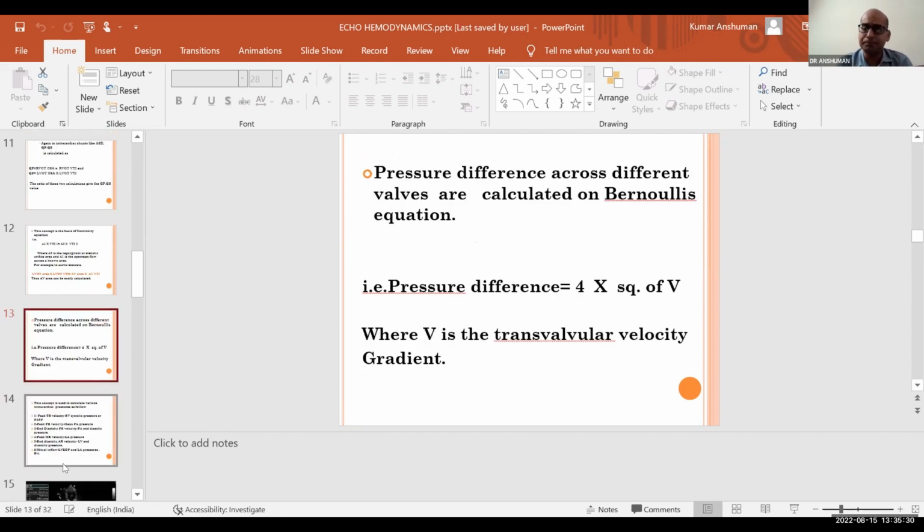Now coming to the pressure difference part. Pressure difference is basically based on Bernoulli's equation. So what is the Bernoulli equation? It is defined as the pressure difference between two parts of an orifice, and that is defined as 4 into the square of velocity. V is the transvalvular velocity. So basically the velocity at the two parts of the orifice is calculated as V, and we take 4V square, that gives you the pressure difference.